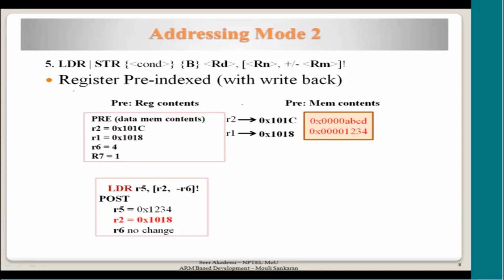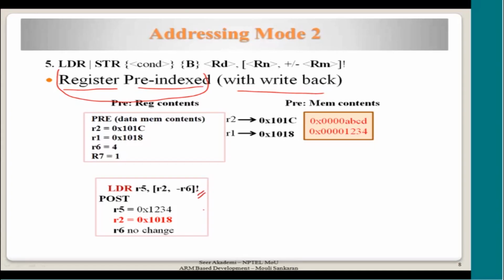Now take an example here. It is a register pre-indexed with write back. So that is the difference. You might have noticed this earlier, but I am introducing this for the first time. So you saw this R2, R6 earlier, but now I am showing you there is an exclamation mark. Okay, this is a part of the instruction.